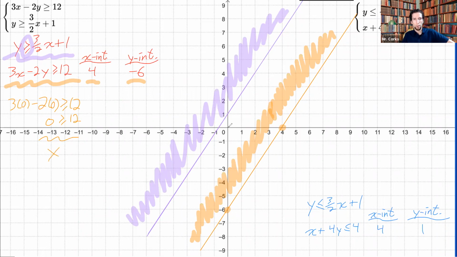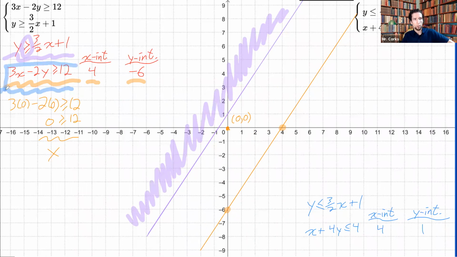So what does that mean about our origin here? We should shade below. Okay, so we shaded on the wrong side. We should be shading below this because our origin 0, 0 is not included. This is a common mistake. Sorry if you were taking notes and I'm making you rewrite it. This is a common mistake with these standard form equations.